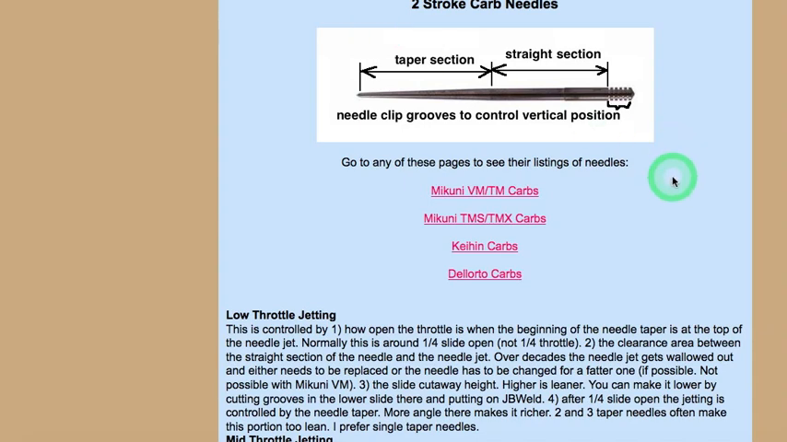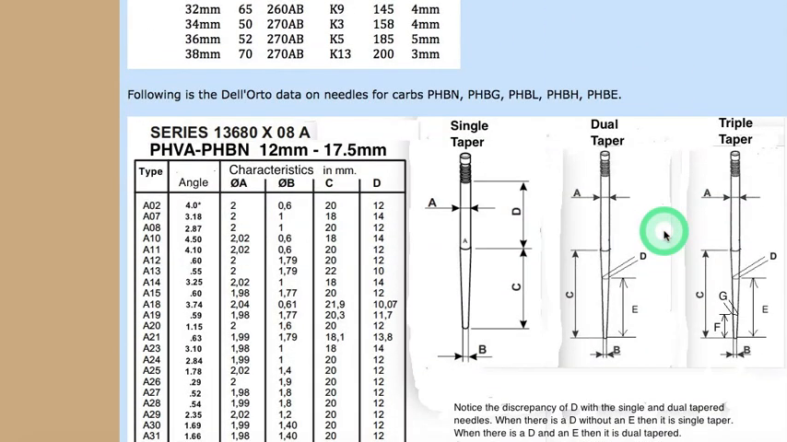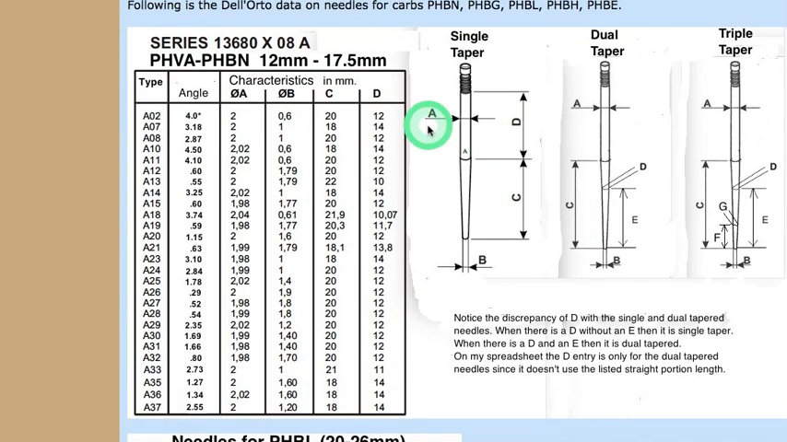Yeah, so this is my page about the needles, and it's got a section for the Mikuni VM and TM, Mikuni TMS and TMX, all the Keihin carbs, and all the Dell'Orto carbs. This tells what they're typically equipped with. This is the needles for this series of carbs, the PHVA and the PHBN, from 12 millimeter to 17.5 millimeter.